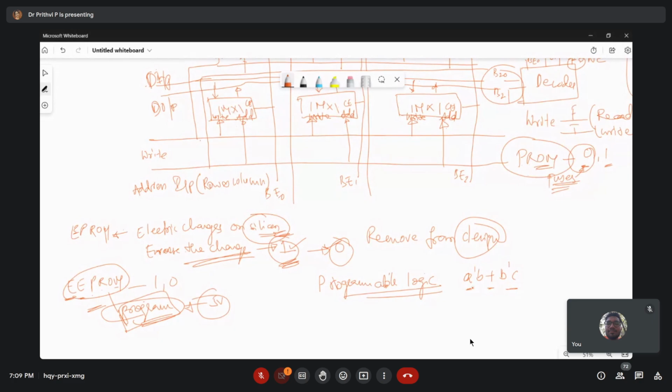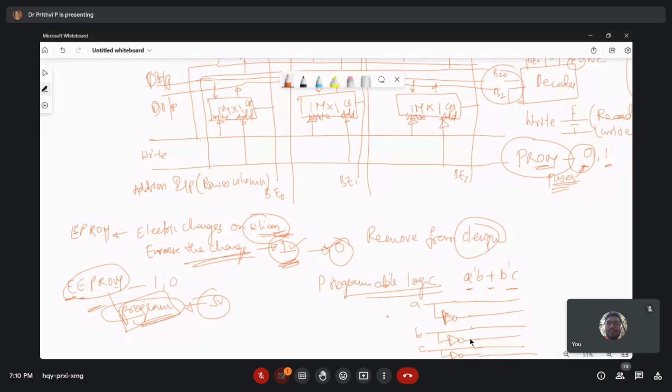Now, if I have specific predefined combinations of these inputs, say what I want is A should be present in A or A complement format. Sorry, this is inverted. B should be in B and B complement format. C should be there in C and C complement format. Now, I can define the AND and OR combinations by doing a fusing now.